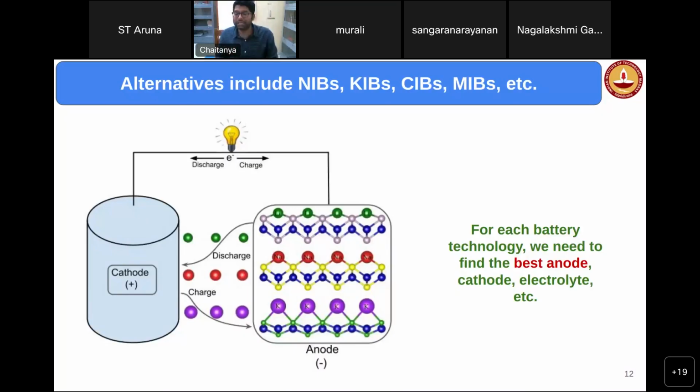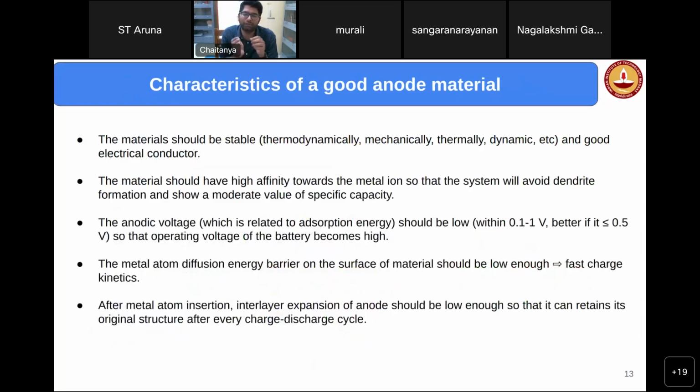Among these things, as I said, today's topic of our interest is only about the anode materials, and also those particular things that we can compute easily. Okay, this is what I'm going to tell you. So what are the good characteristics of an anode material? What are the characteristics of a good anode material?